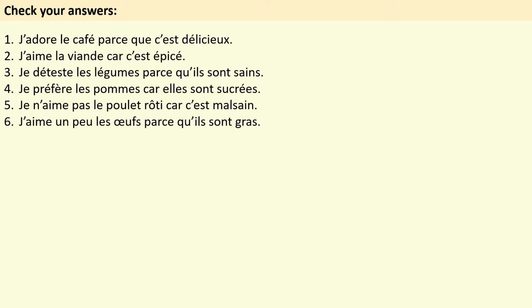5. Je n'aime pas le poulet rôti car c'est malsain. Make sure that you've got your accent on rôti, a little cap on the top of it. And 6. J'aime un peu les œufs parce qu'ils sont gras. Make sure that with œufs, the O and the E are linked together as that's almost like a symbol, and it's an sound in French that combination of letters produces. Really well done, Year 8. Press pause if you need to just to double check those, and press play to go on to the next activity.